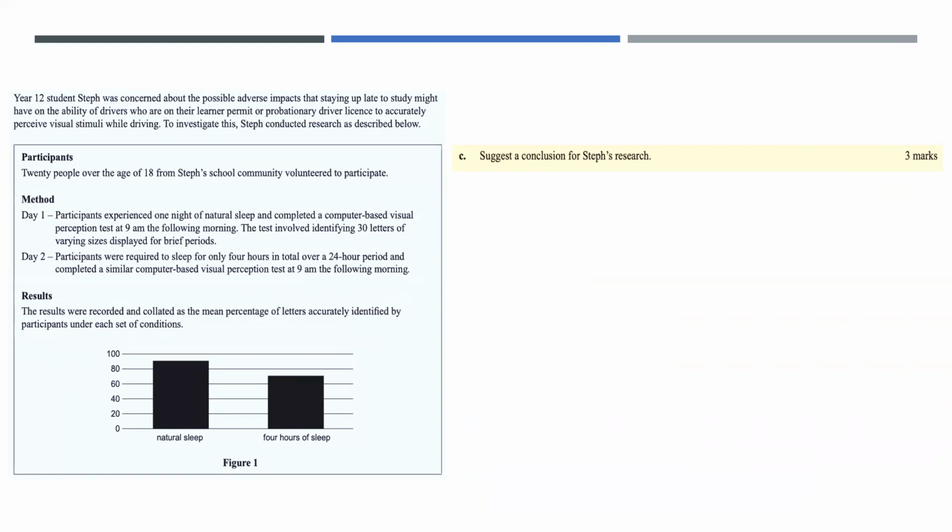Remember that in English, mister, they don't even give us 3 marks for a conclusion. Come on. No, you need to just include the correct things.